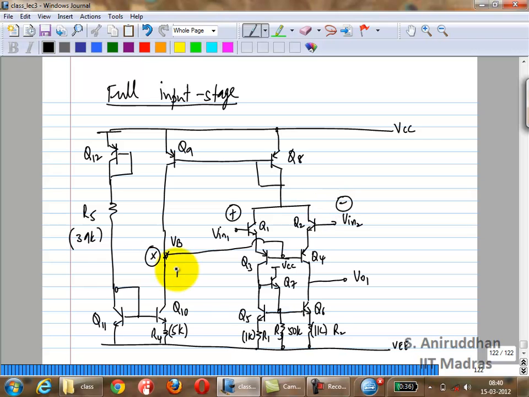So I'm going to call this current I1. This current will be Iref. This is your collector IC9. So IA is the bias current going through the input stage, the differential portion.